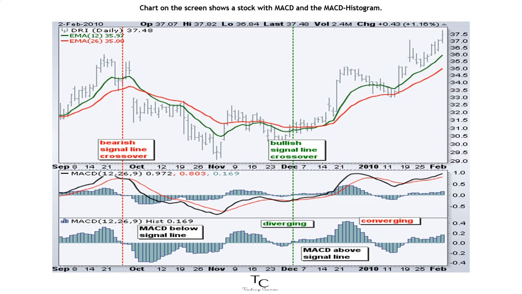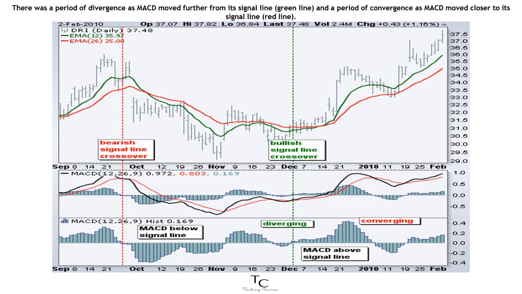Chart on the screen shows a stock with MACD and the MACD histogram. A bearish signal line crossover occurred in late September, turning the MACD histogram negative. A bullish signal line crossover occurred in early December, turning the MACD histogram positive for the rest of the month. There was a period of divergence as MACD moved further from its signal line.